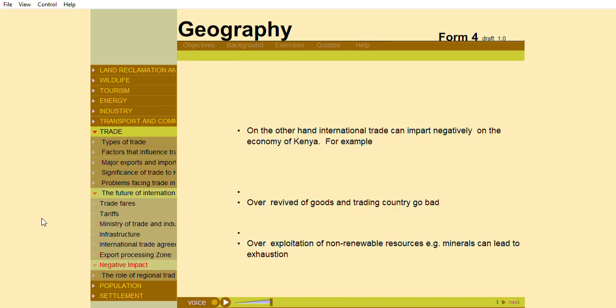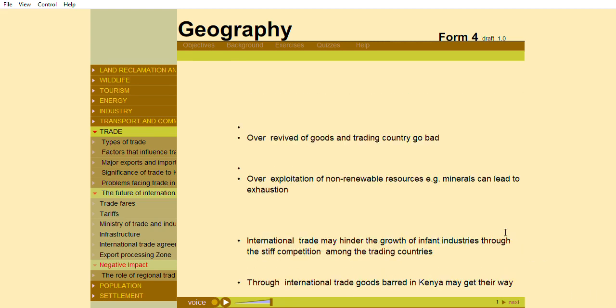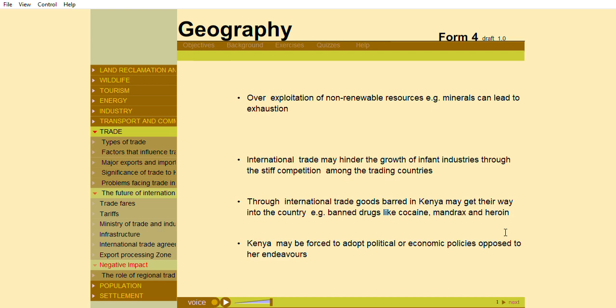On the other hand, international trade can impact negatively on the economy of Kenya. For example, over-importation of goods can make the trading country's economy go bad. Over-exploitation of non-renewable resources, for example minerals, can lead to exhaustion.